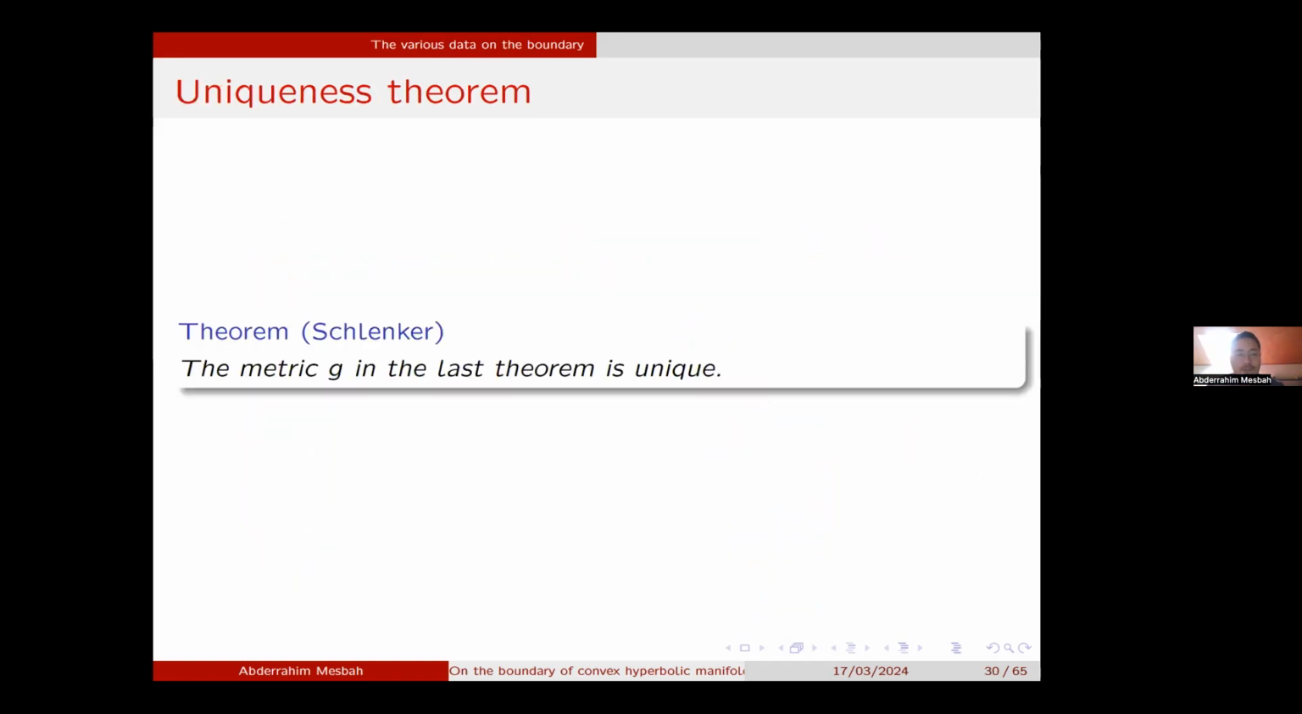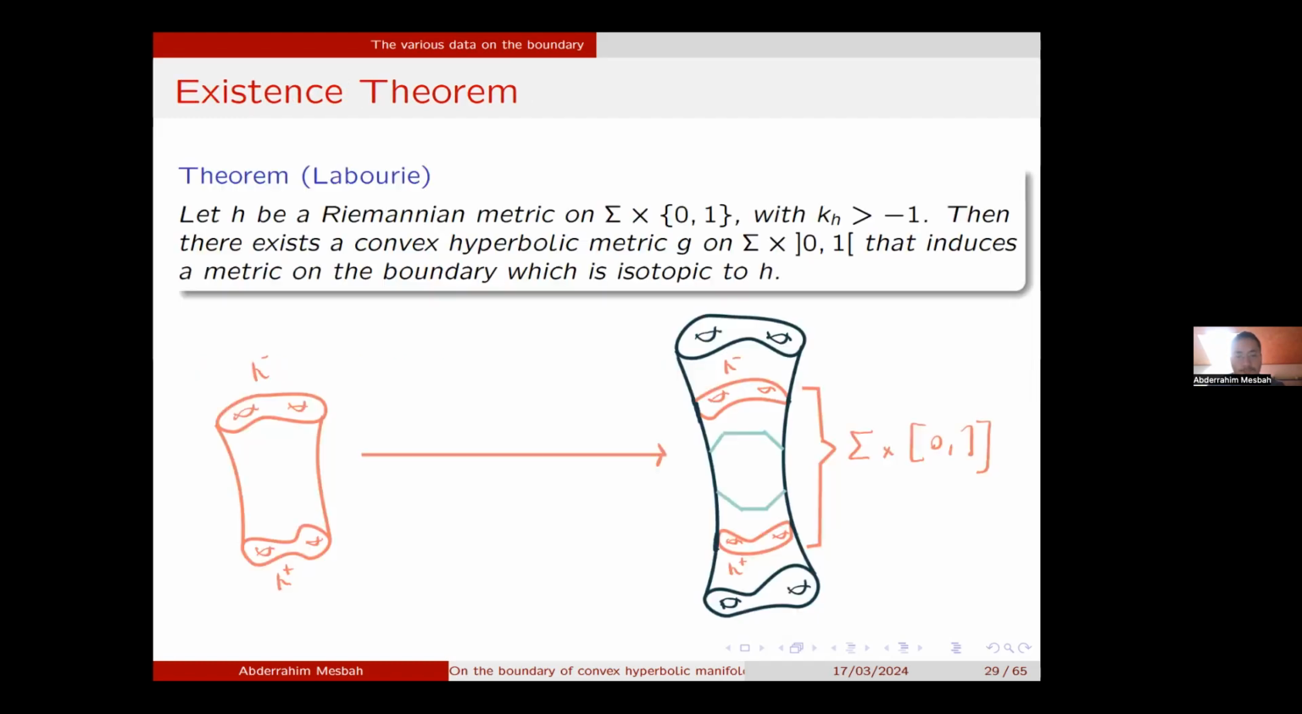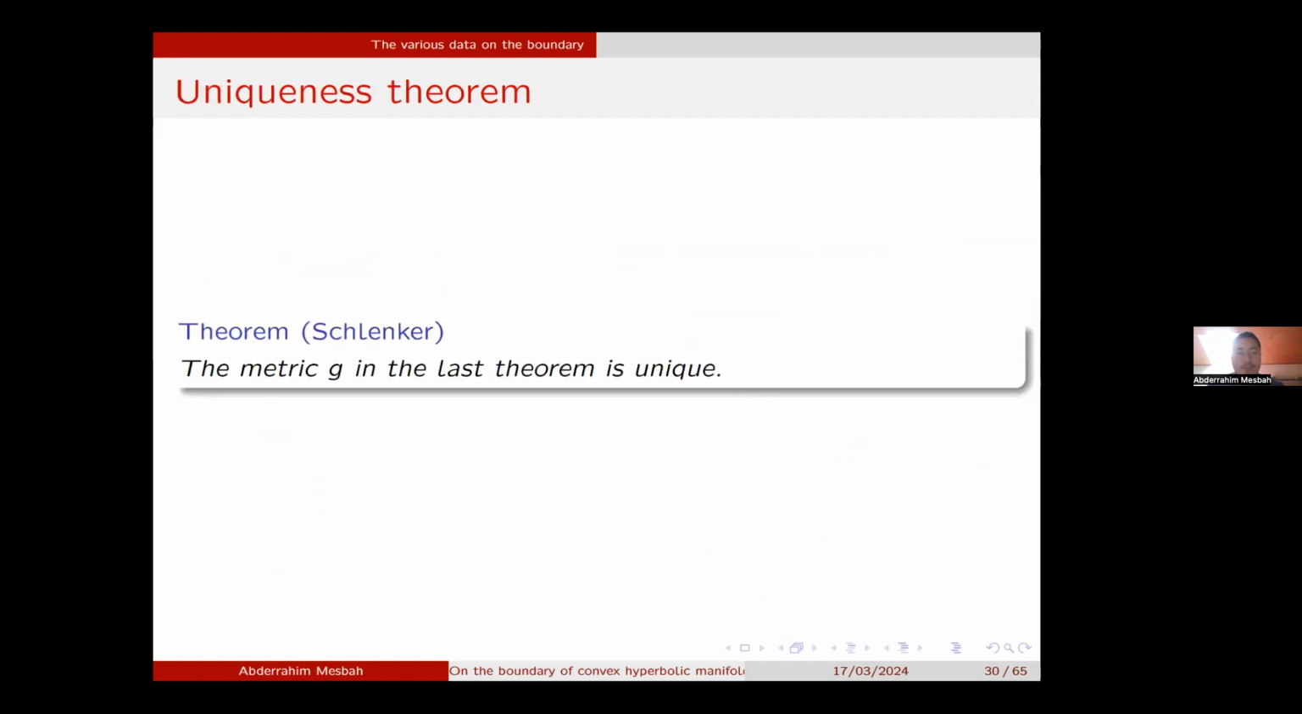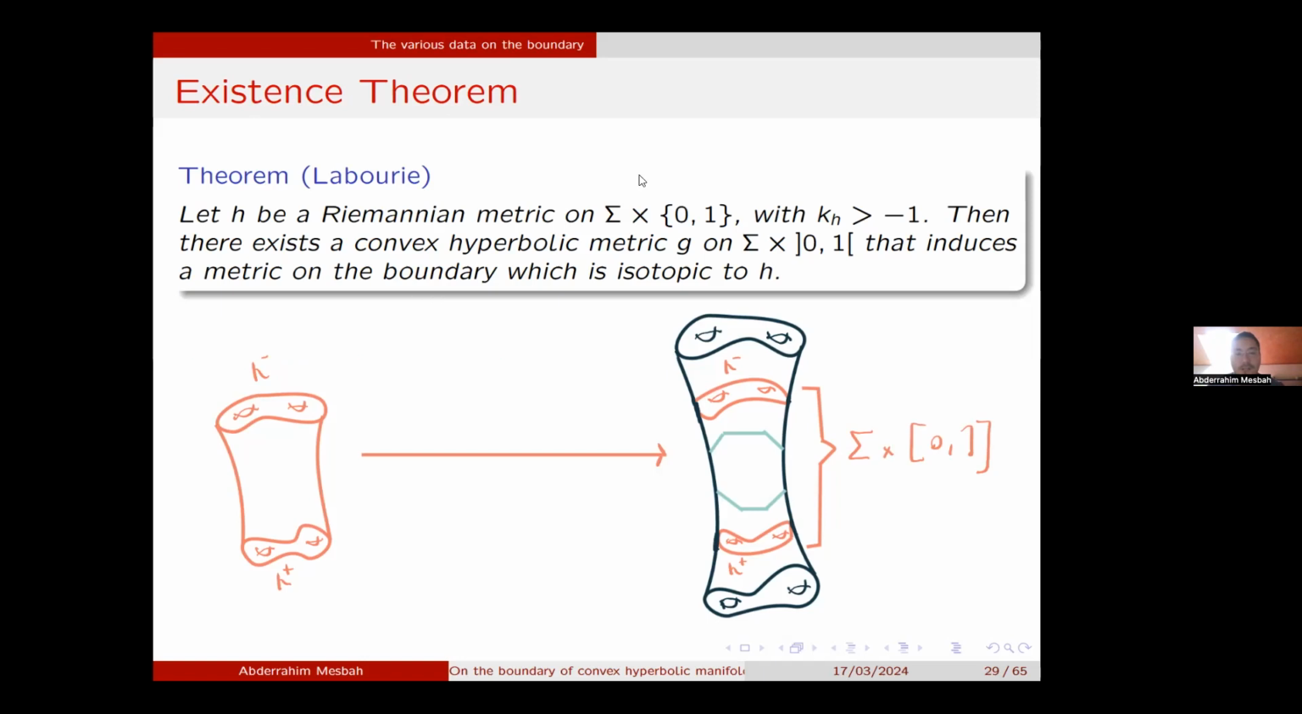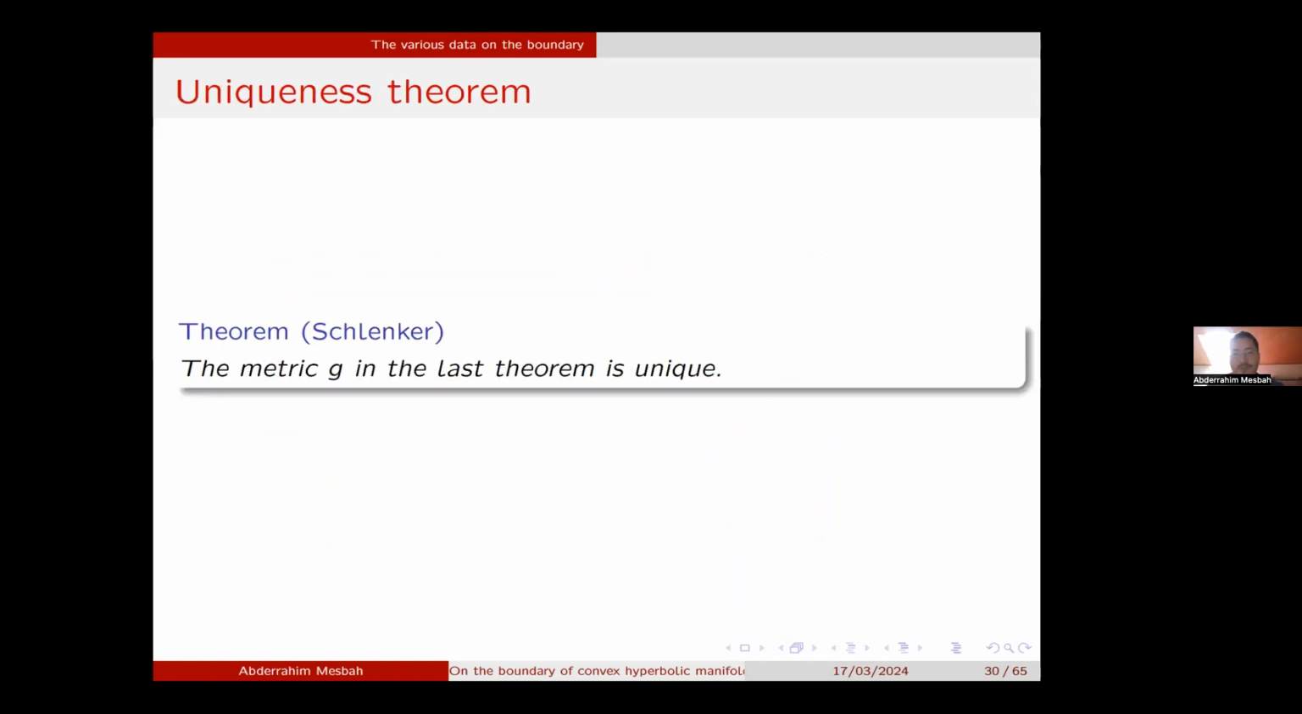And later, Schlenker showed that this metric is unique. So now when we combine these two theorems, we get that if we take any two metrics on sigma that have this curvature condition, then we will find a unique convex hyperbolic metric on sigma times [0, 1] that induces H plus on the lower boundary and H minus on the upper boundary. This can also be seen as a smooth version of the Thurston conjecture, because here the boundary is smoothly embedded inside the quasi-Fuchsian manifold.